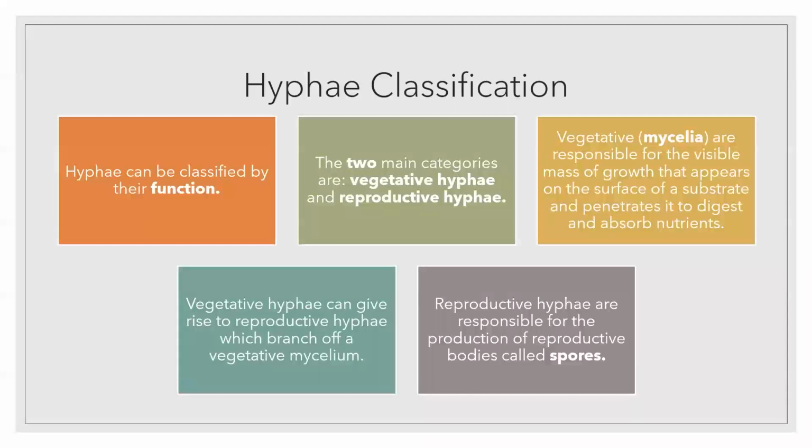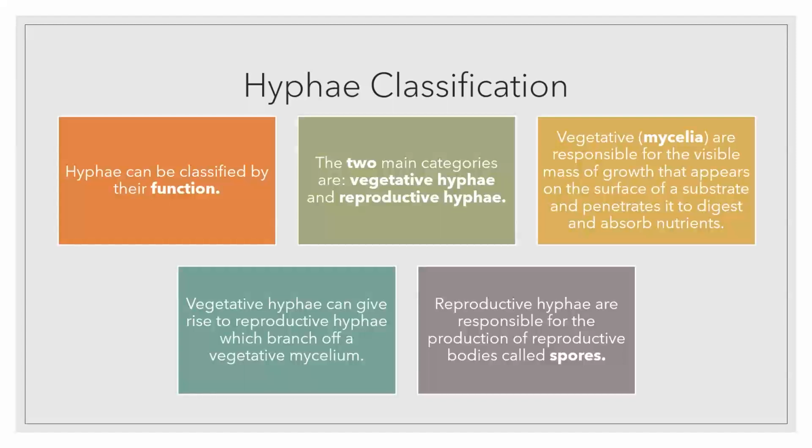Hyphae are classified based on their function. So the two main functions they have are to be vegetative or reproductive. Vegetative hyphae are known as mycelia, and these are responsible for the main growth of the fungi. They'll appear on the surface of it and help penetrate, digest, and absorb nutrients. This is the everyday function of the fungi.